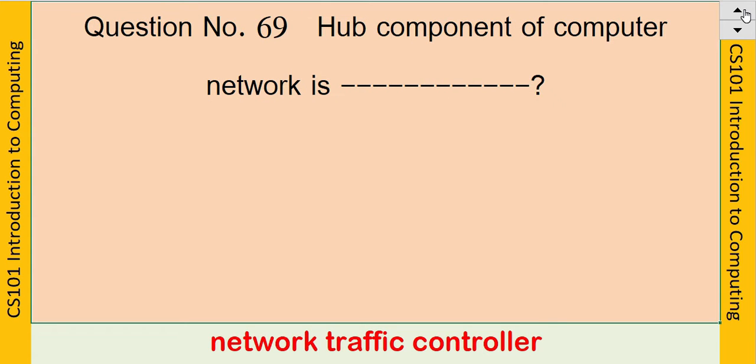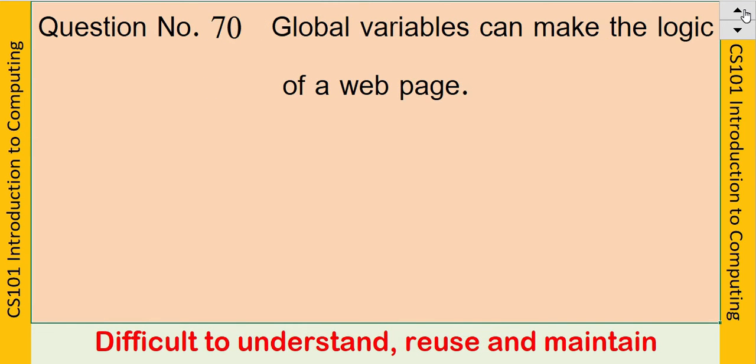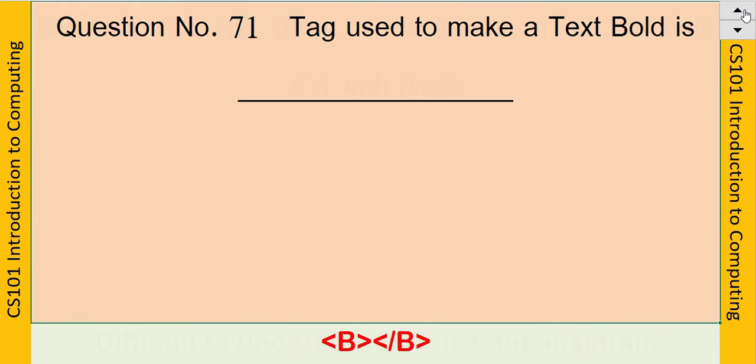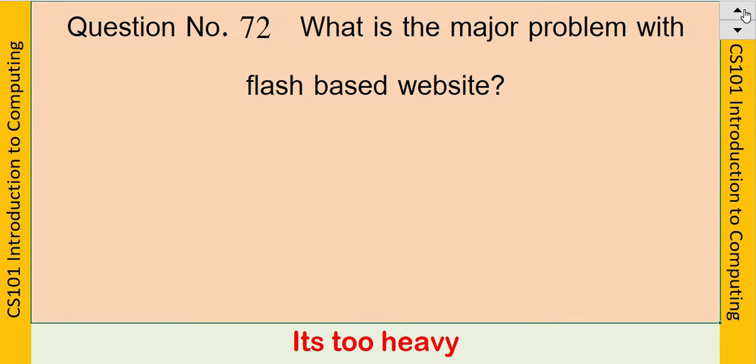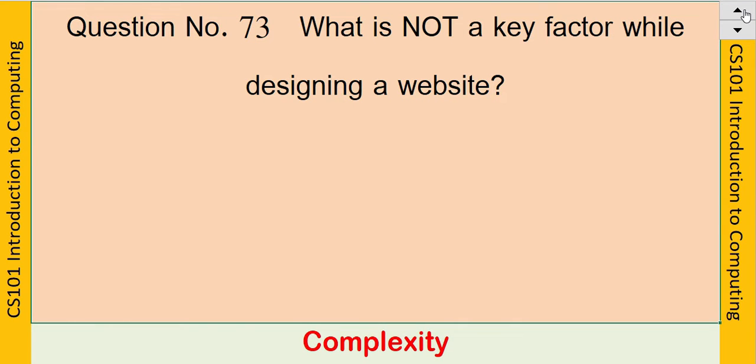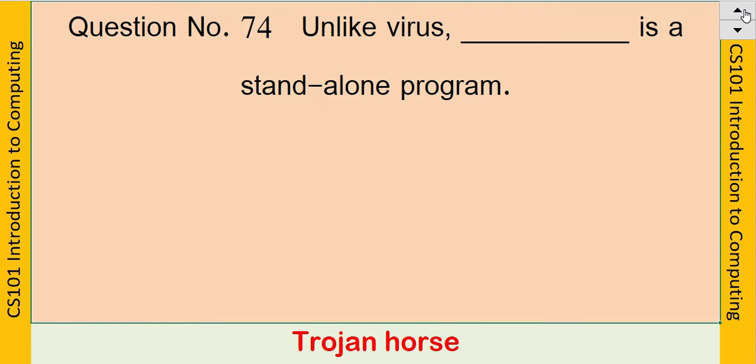Hub component of computer network is network traffic controller. Global variables can make the logic of a web page difficult to understand, reuse, and maintain. Tag used to make a text bold is B. What is the major problem with Flash-based website? It's too heavy. What is not a key factor while designing a website? Complexity. Unlike virus, Trojan horse is a stand-alone program.